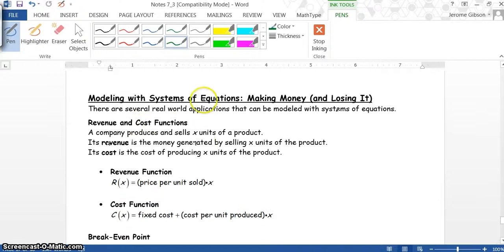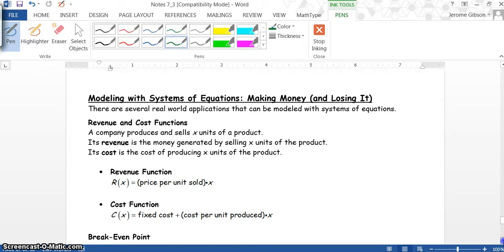Now, modeling with systems of equations: making money and losing it. There are several real-world applications that can be modeled with systems of equations. Revenue and cost functions. A company produces and sells x units of a product. Its revenue is the money generated by selling x units of the product. Its cost is the cost of producing x units of the product. We have the revenue function, R of x equals price per unit sold times x. The cost function is C of x equals fixed cost plus cost per unit produced times x.